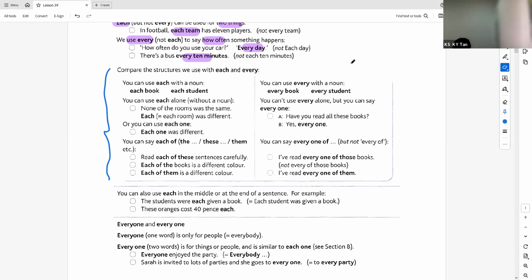Everyone and everyone. Everyone, one word, is only for people, everybody. Everyone, two words, is for things or people and is similar to each one. See section B. Everyone enjoyed the party equals everybody. Sarah is invited to lots of parties and she goes to every one, equals every party.